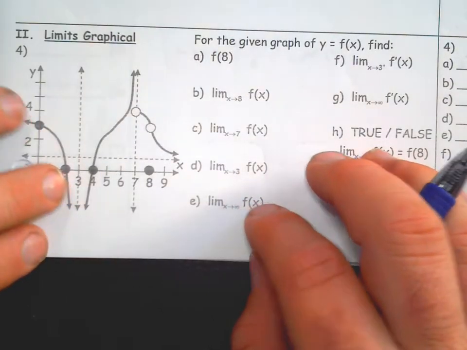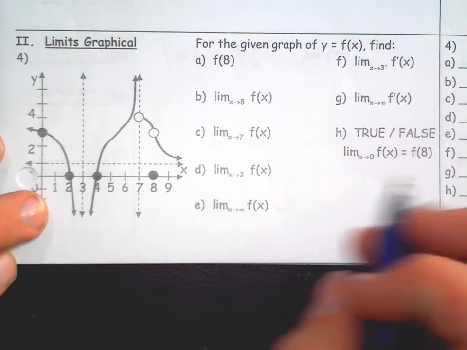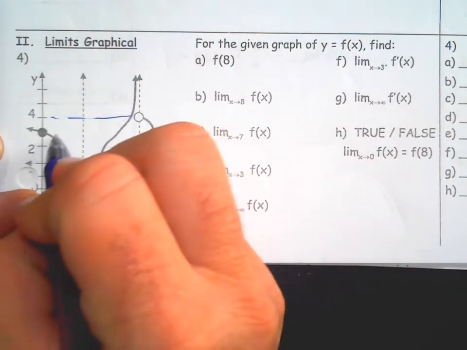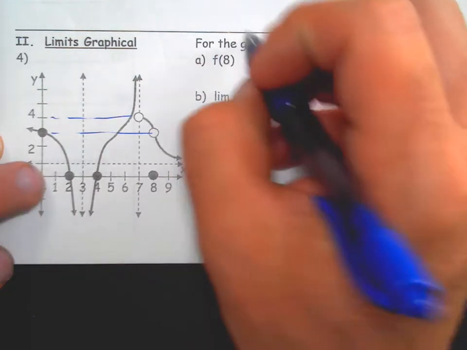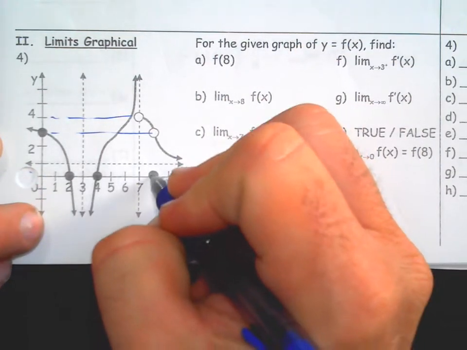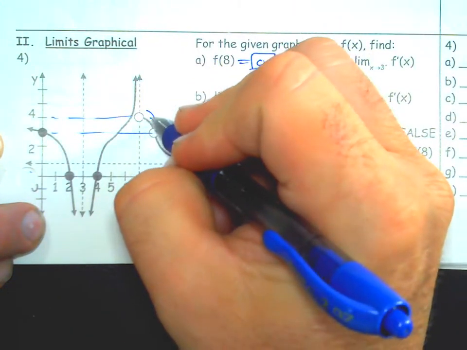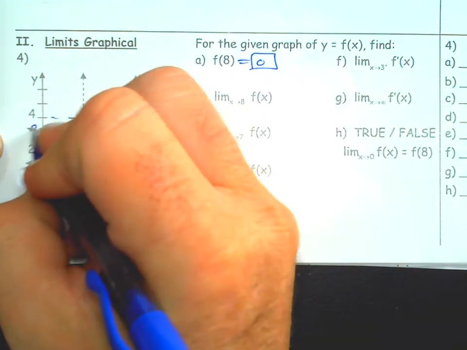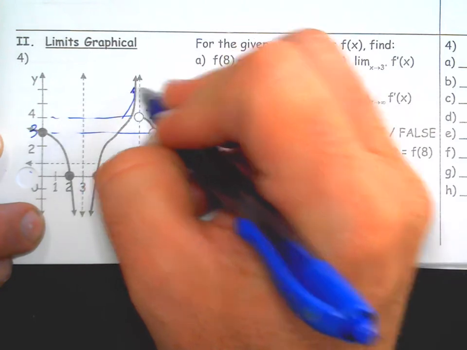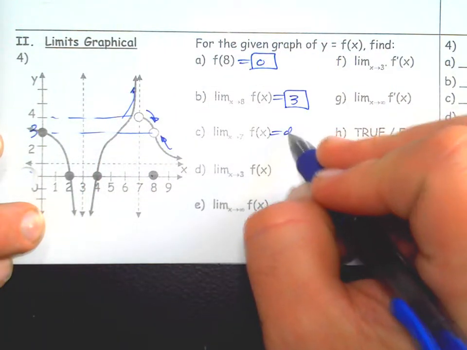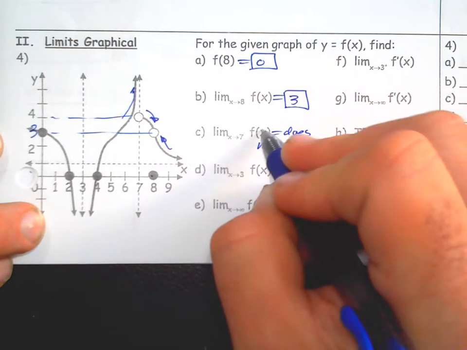We got some graphical limits. These should be fast, but add up to a good chunk of points, so be careful. Most of these should be lining up to probably nice points. So f of 8 is 0. That's the value of the function. Now the limit as we approach 8 is different. Both sides agree that it's going to 3. Two-side limit at 7: one side's blown up, the other side does not exist. Two sides have to agree, and you can't go to infinity.